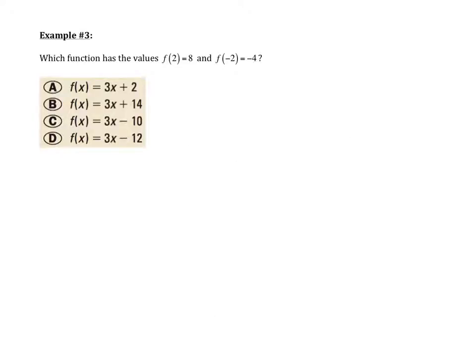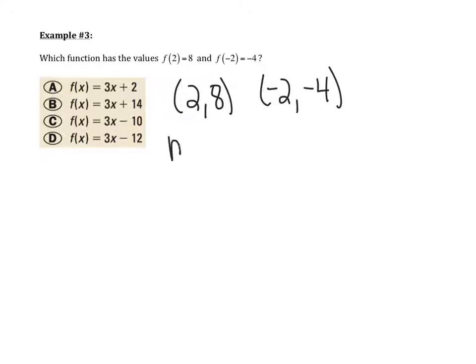Example number 3, which function has the values f of 2 equals 8 and f of negative 2 equals negative 4? And notice this is a multiple choice problem, so we're going to be able to choose from these 4 options. So we have some more function form. Now remember, if it's f of 2 equals 8, that means 2 is my x value, 8 is my y value. F of negative 2 equals negative 4, that means that negative 2 is my x value and negative 4 is my y value. If it helps you, go ahead and rewrite these as ordered pairs so it's a little more familiar for you to look at and work with. So 2, 8, and negative 2, negative 4.